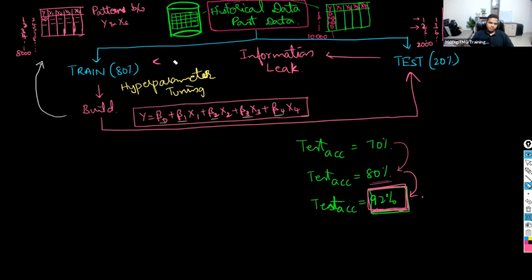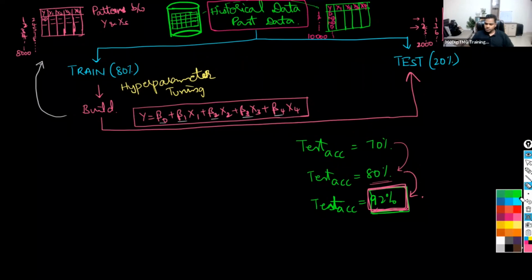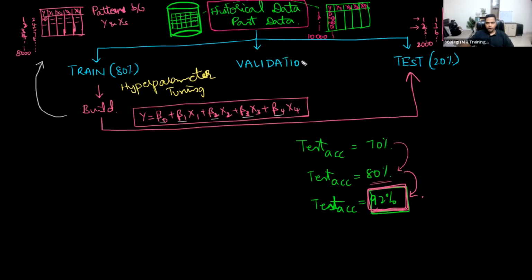And to counter that, they have come up with a solution. The solution is to split the underlying data set into training, validation, and test. So you have a training data set, validation data set, and test data set. And here, once you build your model on the training data, you get this equation. Take this equation and test it on the validation data set.